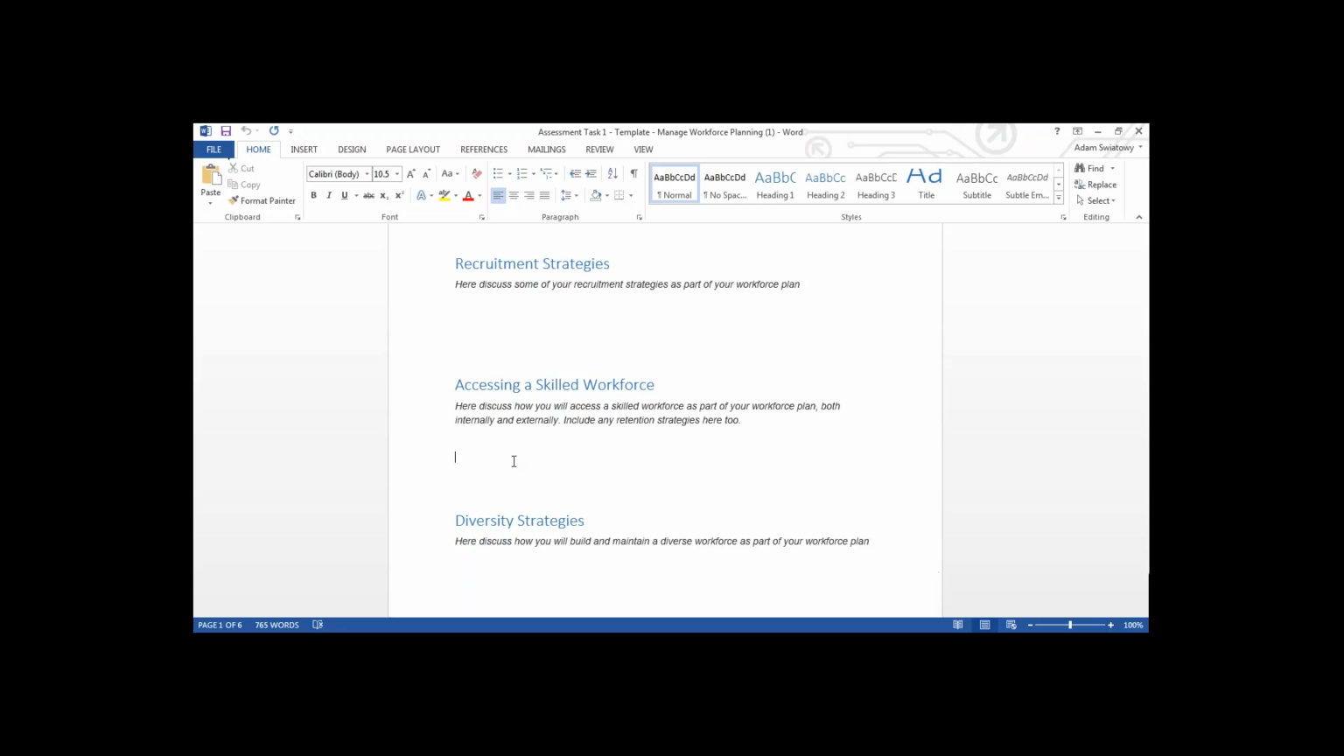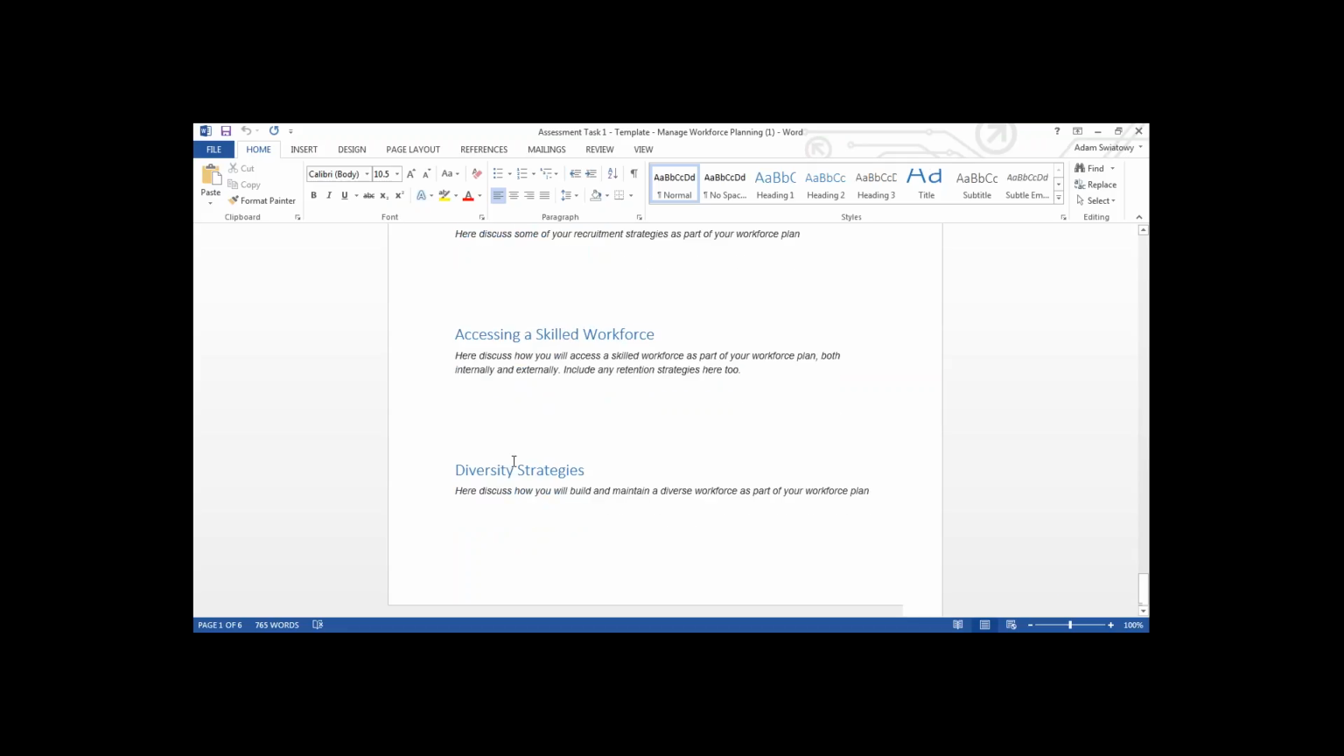Also, I'd like to see any retention strategies there too. We talked a little bit about retention and how that relates to workforce planning. So put any retention strategies there too, i.e., how are we planning on retaining the information that we already have in our business so that we don't lose that information, that knowledge, those skills moving forward to achieving our workforce profile.